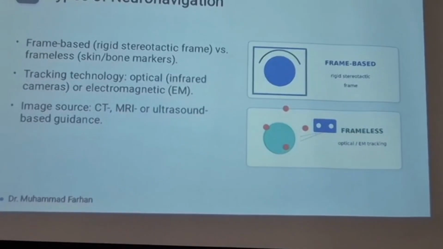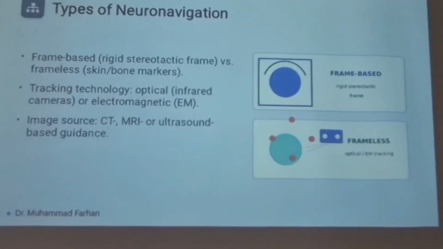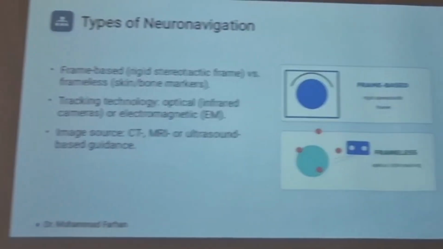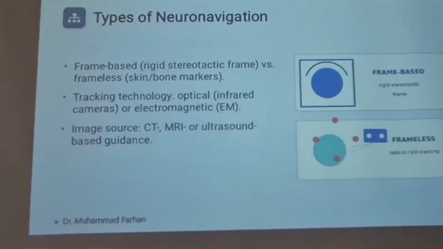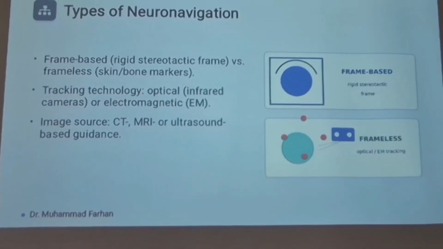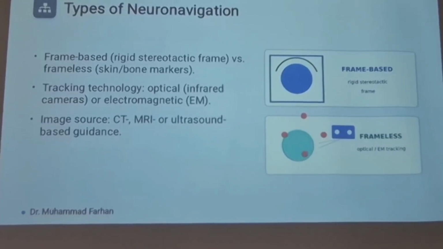Types of neuronavigation. Basically, we can classify the neuronavigation on the basis of three types. Some are stereotactic frame based, which are rigid frames that are placed on the skull or head of the patient, who is under anesthesia, and then these rigid frames guide the surgeon. This is called the stereotactic frame based neuronavigation.